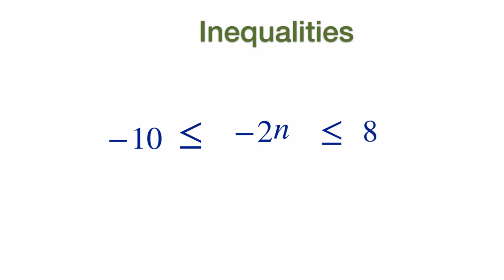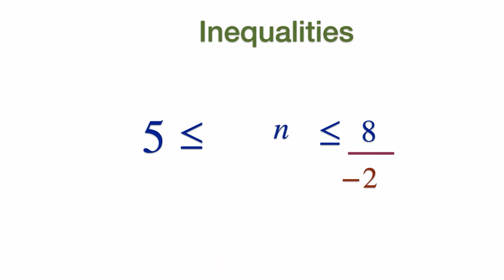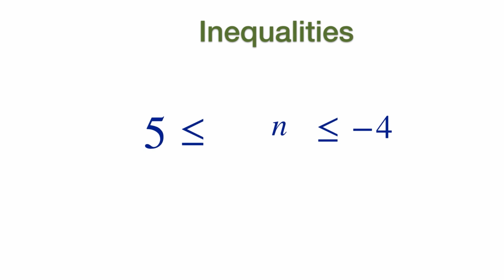Since n is multiplying with minus 2, in order to eliminate minus 2, we must divide by minus 2. So we divide minus 10 by minus 2, which gives us 5 on the left. Minus 2n divided by minus 2 gives us n in the middle. And we can also divide 8 by minus 2 to give minus 4 on the right hand side of the inequality.